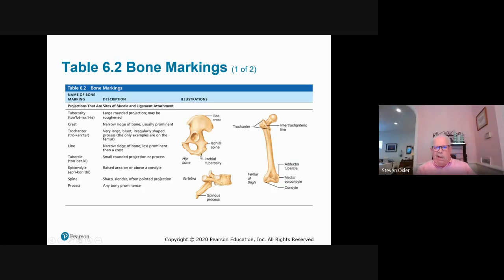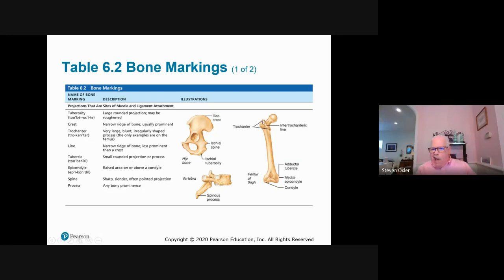If you're lucky, you've got a lot of padding in between this bone and your seat, but this is the ischial tuberosity. Okay, another word I want you to know is trochanter. Trochanter is a large, irregularly shaped process. And basically, it is on the femur. And here they are. This is the trochanter.